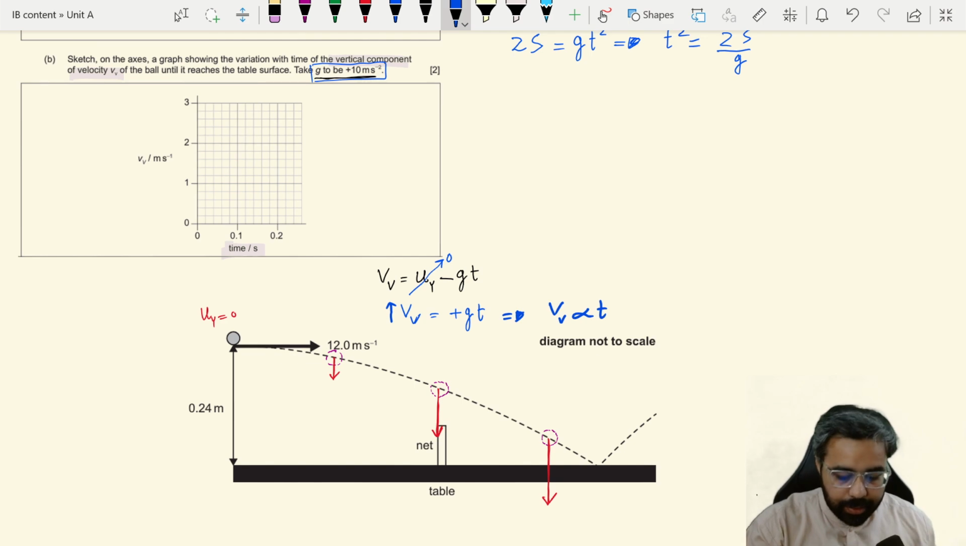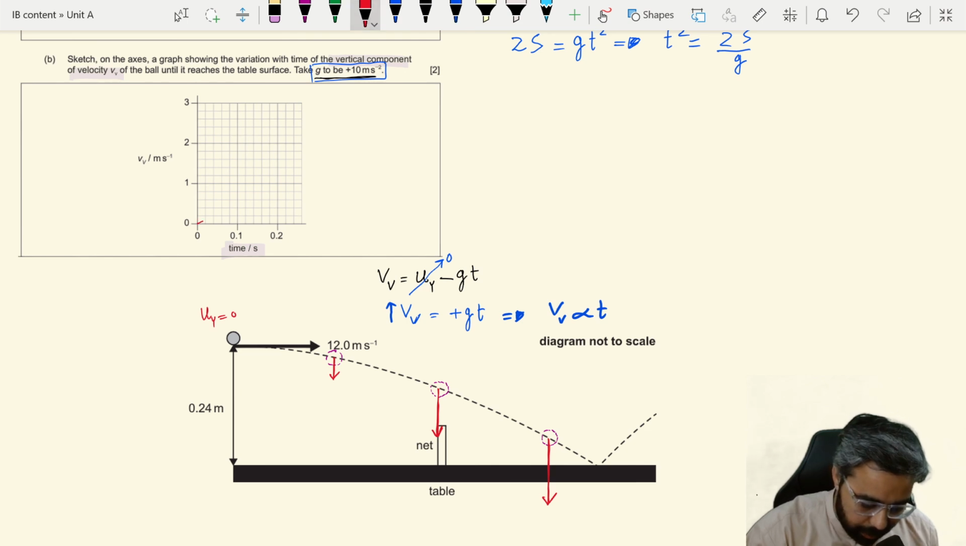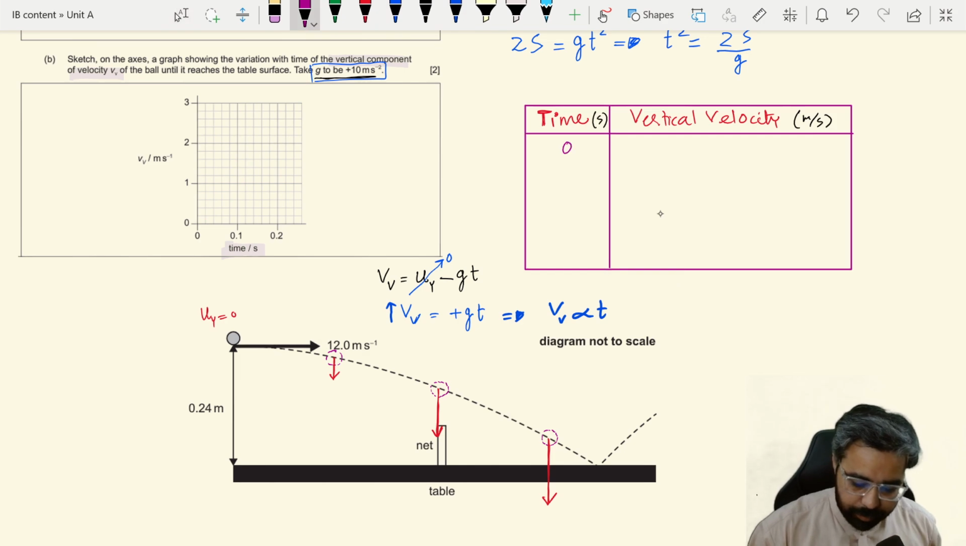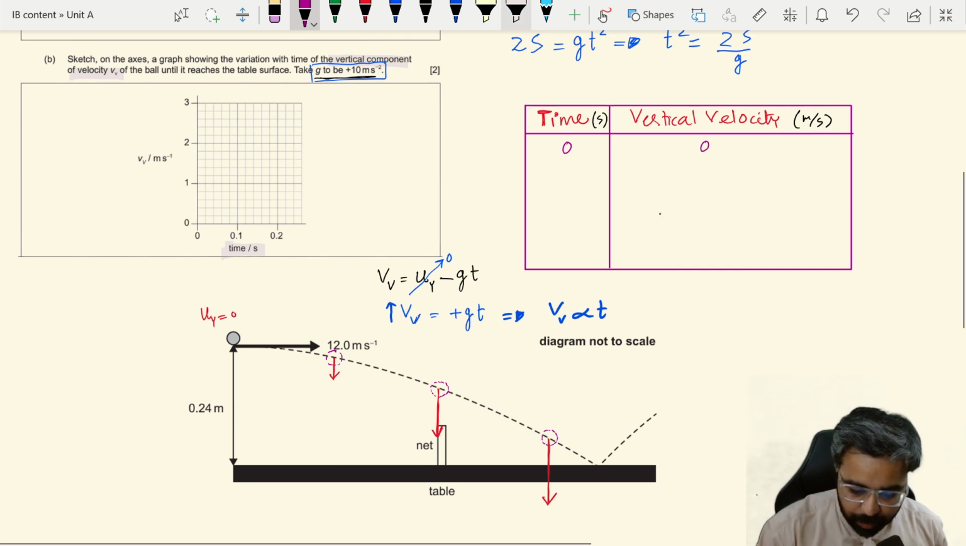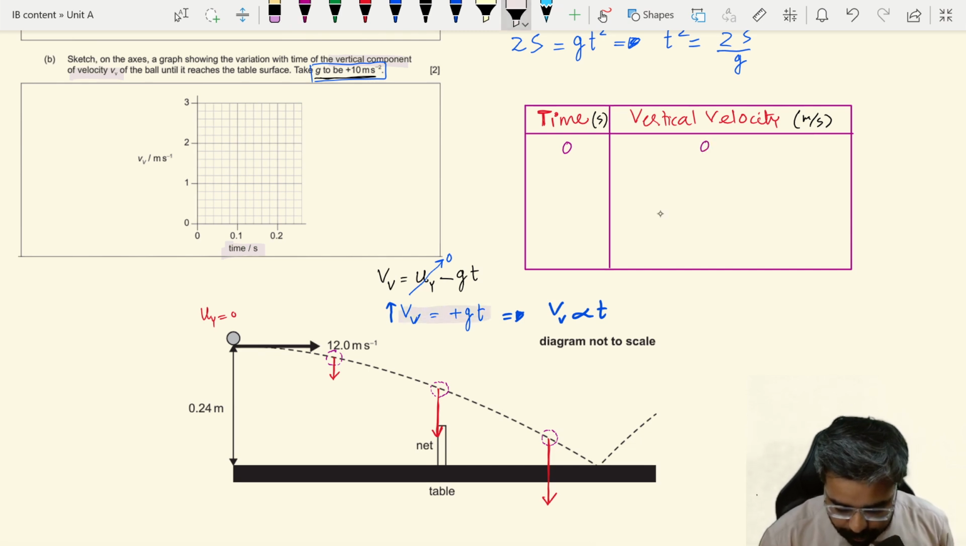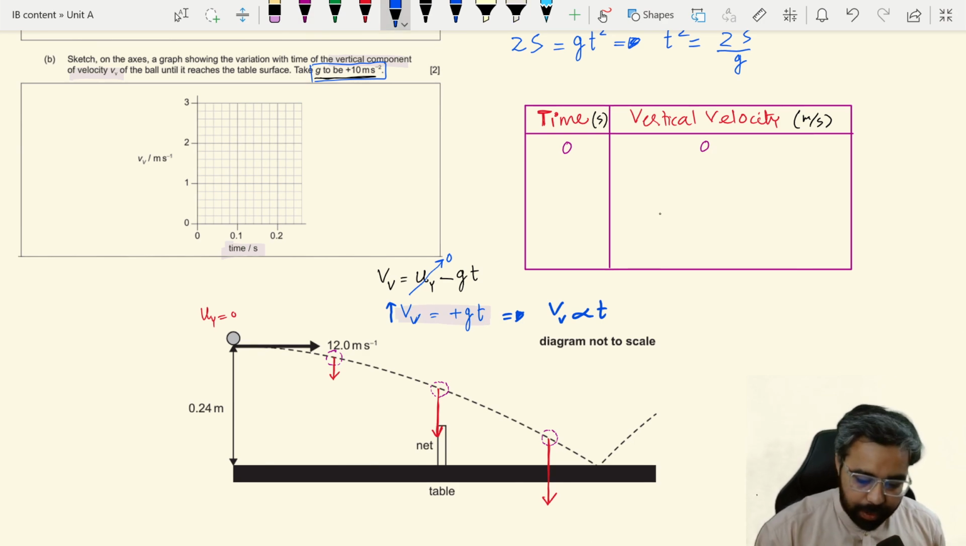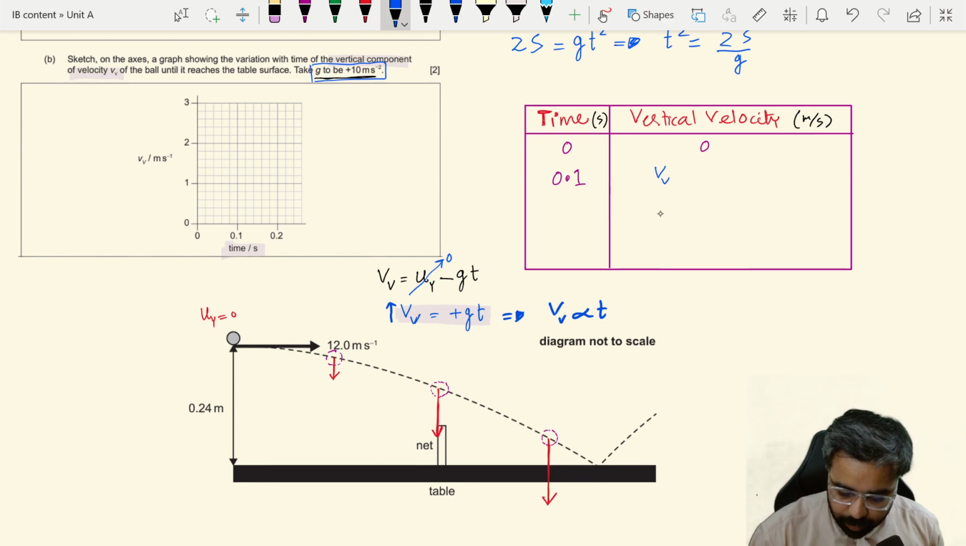So hypothetically we should get a straight line graph, a proportional line graph like this. But let's take the values. So let's check at different times. For example, at time t equal to 0, the vertical velocity should be 0. I have already written this equation. You can put the value in it. And for the next 0.1 seconds, the vertical velocity should be equal to 10 into 0.1. So that should give us 1 meter per second.